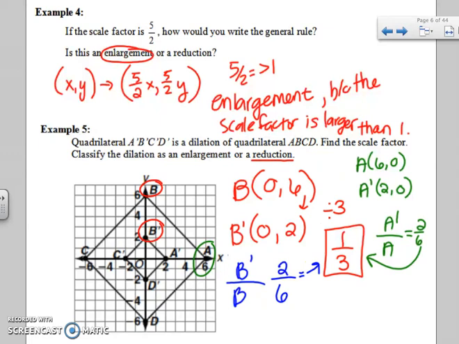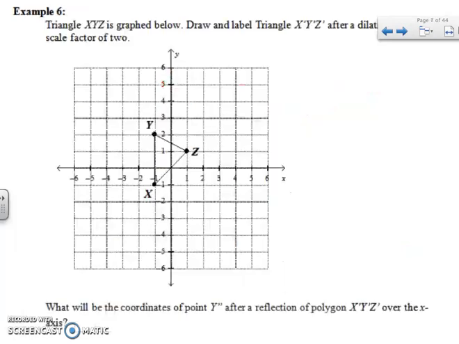All right, last example. XYZ is graphed below. Draw and label X prime, Y prime, Z prime after a dilation of a scale factor of 2. So why don't you go ahead and scale this image by 2 and give me the new points of X prime, Y prime, and Z prime. So press pause and try that on your own.